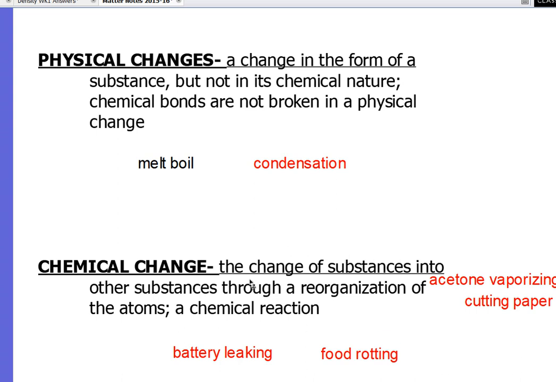Food rotting. Which one is it? Nope, it's actually chemical. Food rotting is a chemical change. Again, apply the blah, blah, blah, reversible rule.